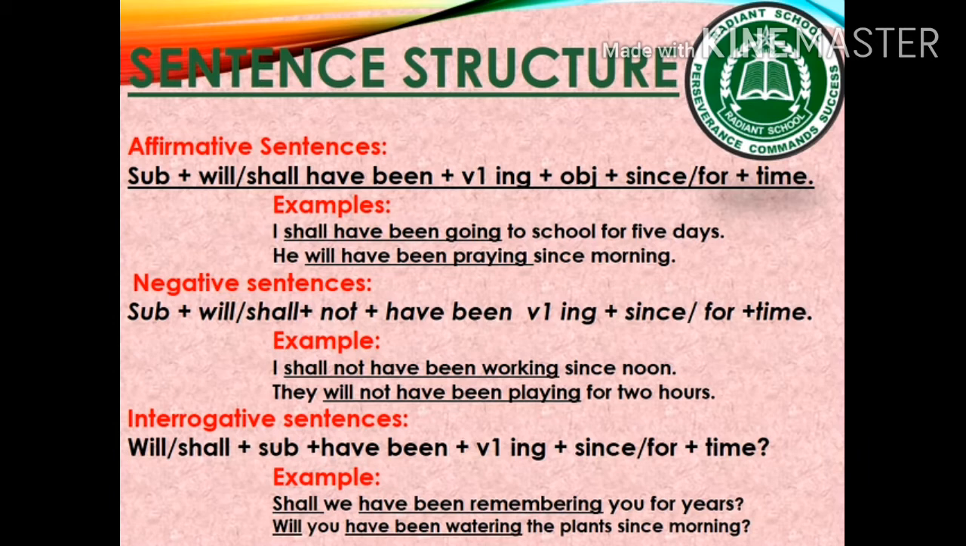In interrogative sentences, will or shall comes at the start of the sentence. Then comes the subject. Then we have to write have been with the first form of verb plus ing. For example, shall we have been remembering you for years? Will you have been watering the plants since morning? Is it clear?